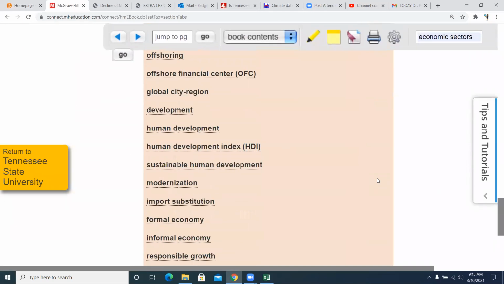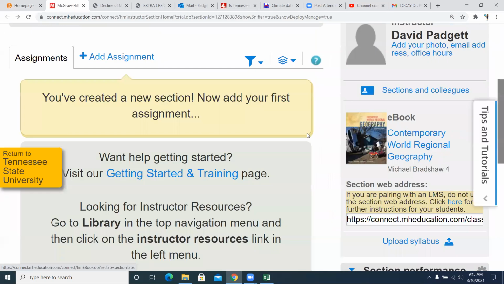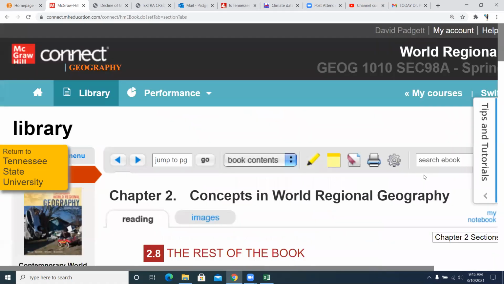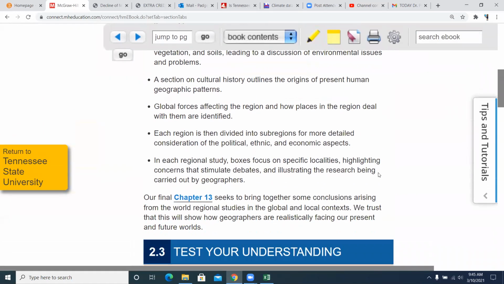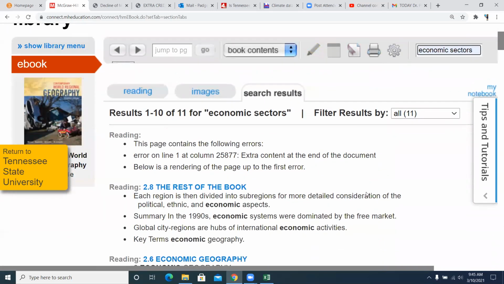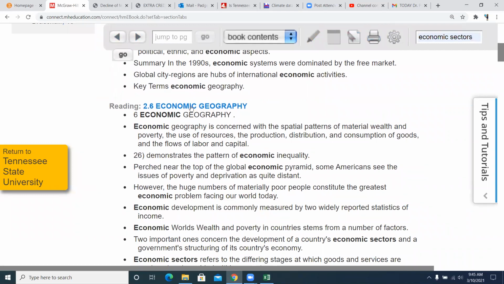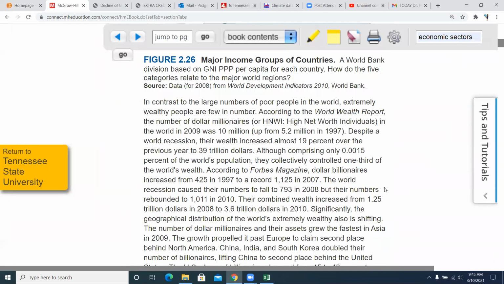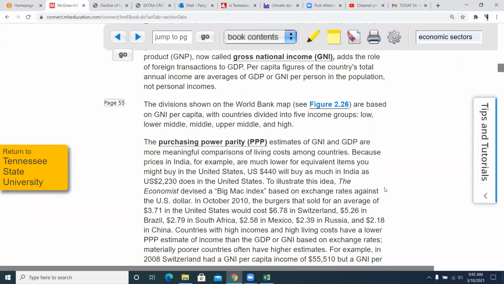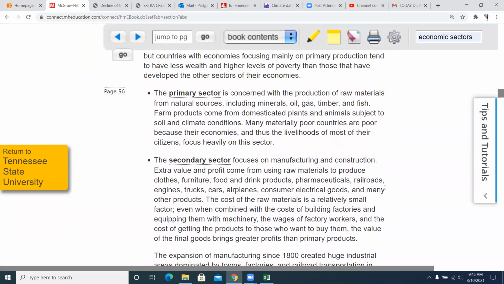And so we talked about the economic sectors. That took us to page 56. Okay, here we go. Economic geography, page 56. Very important. And so on page 56 are the 4 economic sectors.